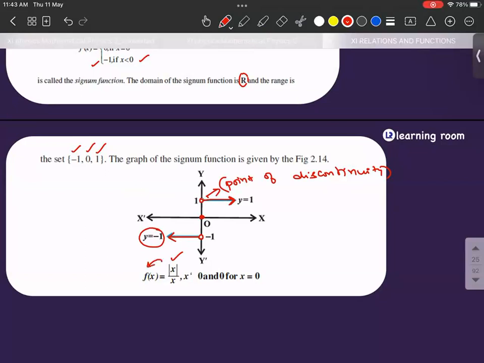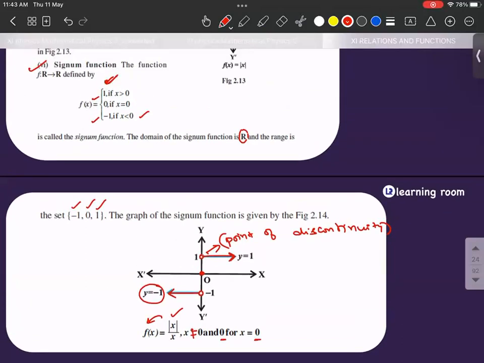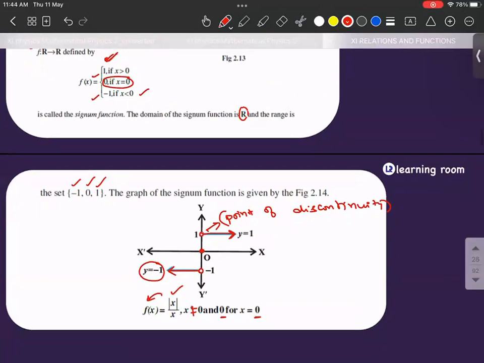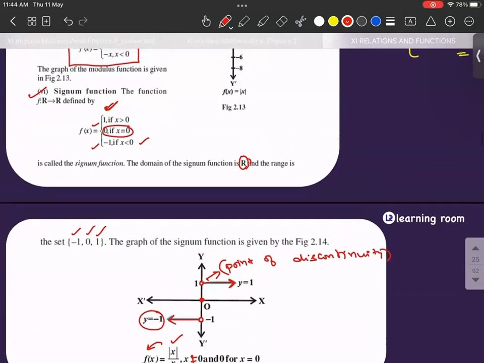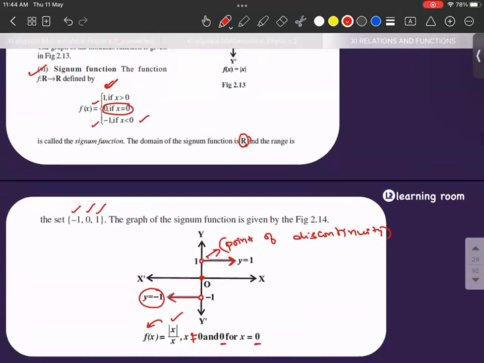So modulus of x by x for x not equal to 0, and it is 0 for x equal to 0. That is the meaning, no? Mod x by x when x is not equal to 0, and it is equal to 0 when x is 0. So this is going to be the signum function. All that you need to know is the domain and range of the functions. Is this clear, guys? Yes, sir. So make a note of this. If there is any doubt, please ask.